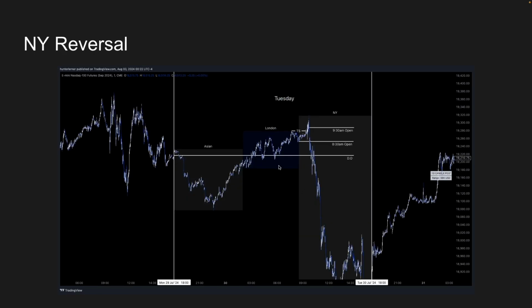This right here is a New York reversal where we see Asian and London session accumulation, a New York 9:30 a.m. or 10:30 a.m. open, push up, forming that manipulation move, taking out buy side liquidity, where we have that reversal during the New York session.